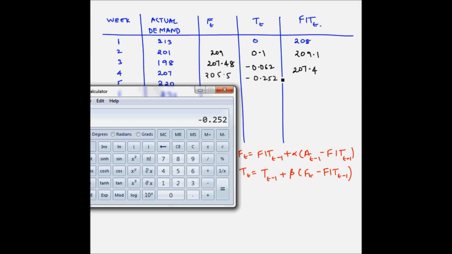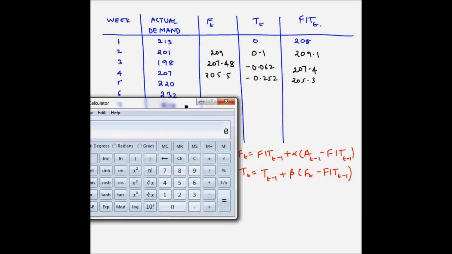So plus 205.5. So that is 205.248. So let's round it up to one decimal. So this will become 205.3. Because this is 8, this will become 5, and this is 5, it becomes 3. So 205.3. Now let's do the same thing for the next period, which is week number 5.